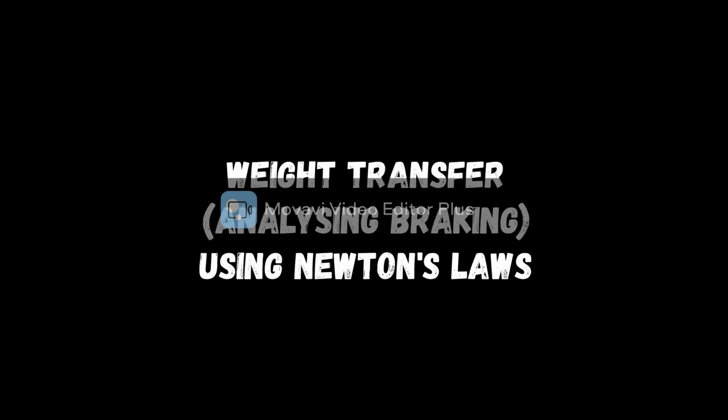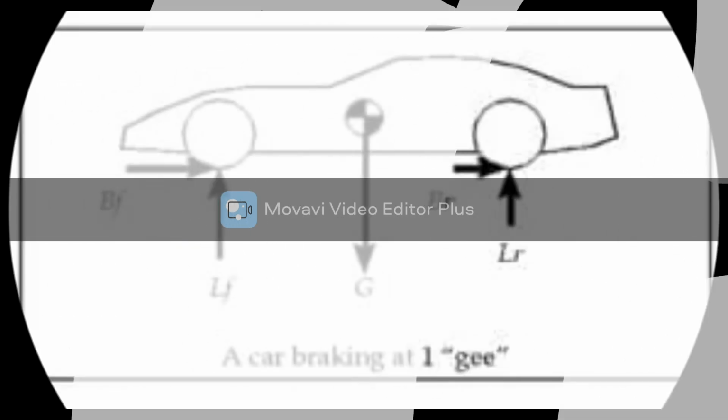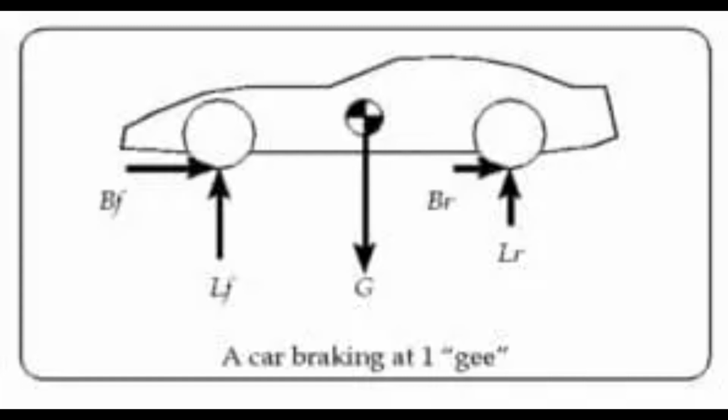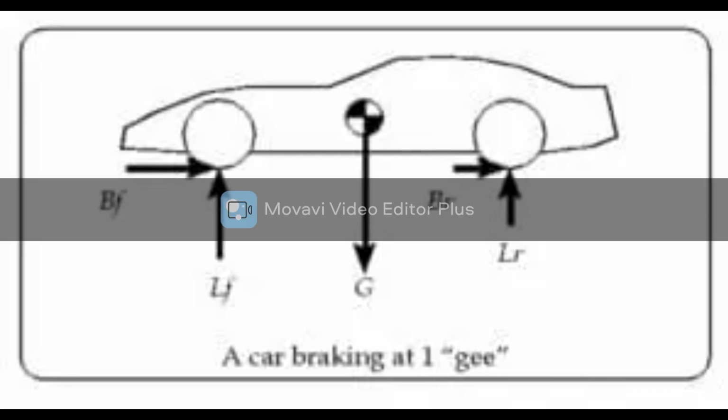In this figure, the black and white pie plate in the center is the CG. G is the weight of the car. LF is the lift force exerted by the ground on the front tire, and LR is the lift force on the rear tire. These lift forces keep the car from falling through the ground to the center of the earth. The magnitude of these forces determines the ability of a tire to stick, and the imbalance between the front and rear lift forces accounts for understeer and oversteer.